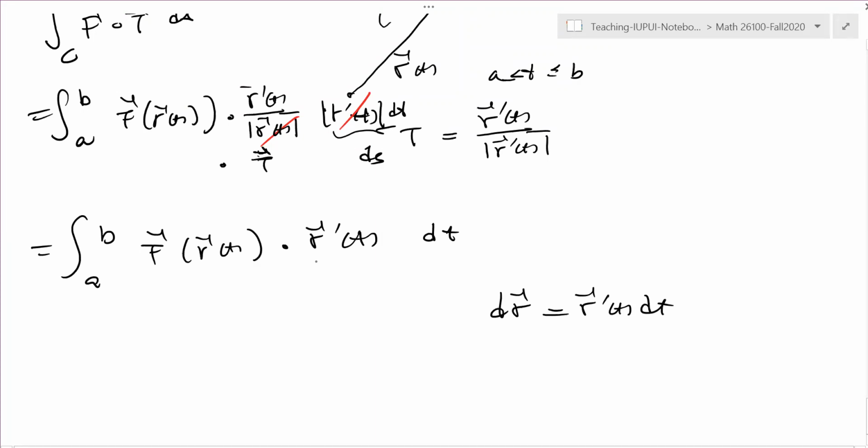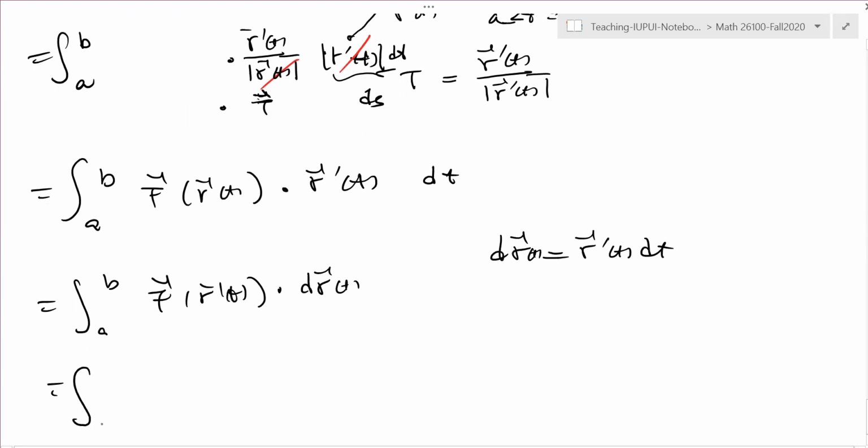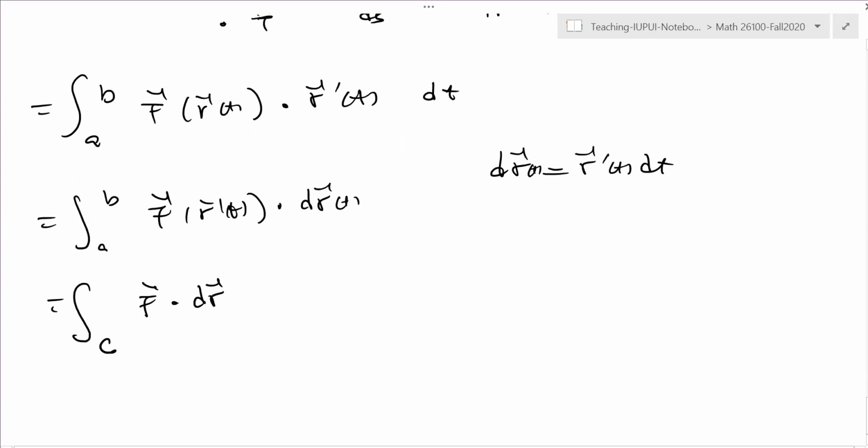Then this part can be replaced by dr, I put a t here, right? But if I want to remove the t, then I can still go back to the c. I can simply write in this form. Okay, so those are the notations. Now we know how to evaluate this integral.